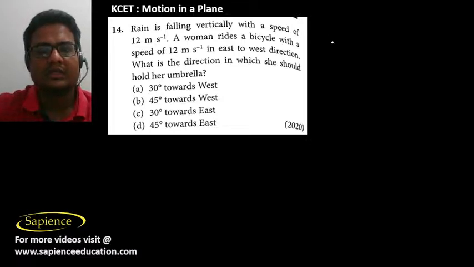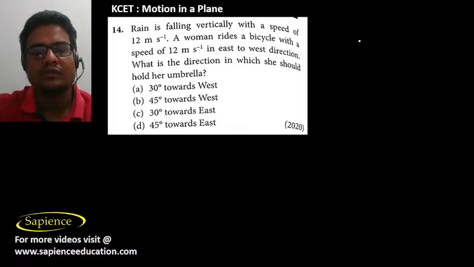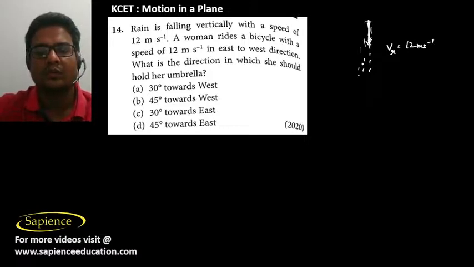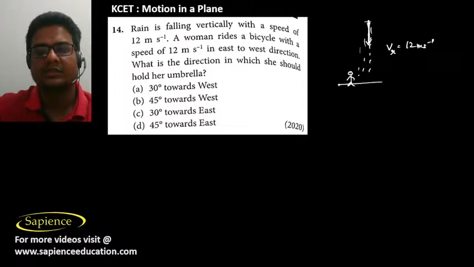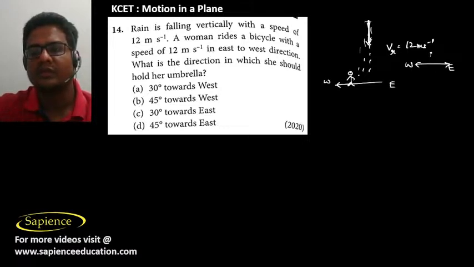Then it is told that rain is falling vertically with a speed of 12 meter per second. Rain is falling vertically downwards, with a speed, we can tell velocity of rainfall, that is 12 meter per second, and a woman rides a bicycle with a speed of 12 meter per second in east to west direction. East to west. So we can say that this is east, this is west, this is north, this is south.